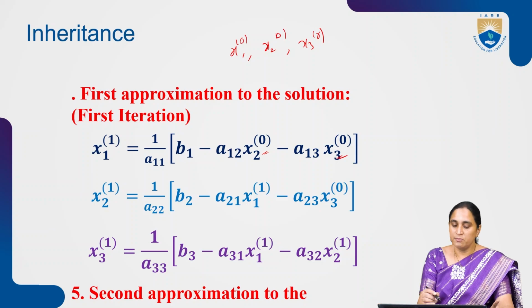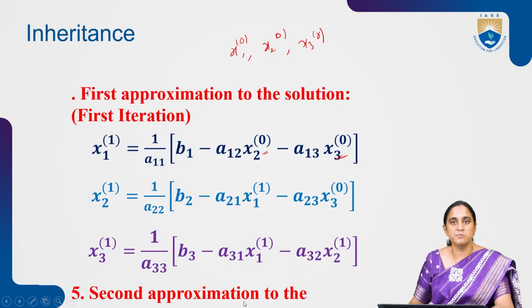Next, once we know the x1 power 1 value, we substitute it in the second equation to get x2 power 1. And next, if we know x1 power 1 and x2 power 1, then we substitute in the third equation to get x3 power 1. This is the first approximation using the initial values.